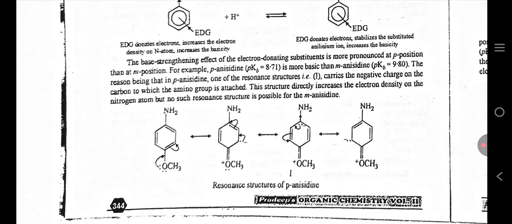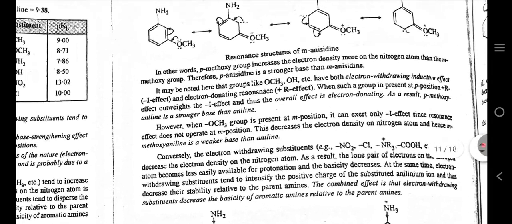The base strengthening effect of the electron donating substituent is more pronounced at para position than at meta position. For example, para-anisidine is more basic than meta-anisidine. The reason is that in para-anisidine, one of the resonance structures carries the negative charge on the carbon to which the amino group is attached. This structure directly increases the electron density on the nitrogen atom, but no such resonance structure is possible for meta-anisidine.